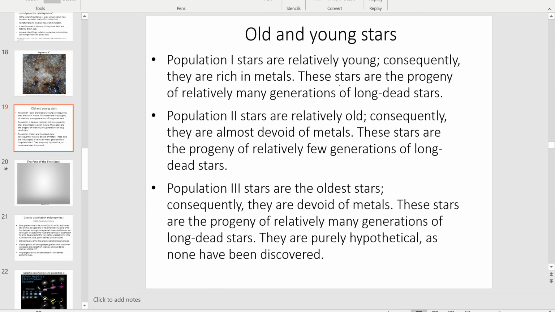So in any case, I hope it's clear now why some stars have more metals than others. It's really a consequence of how young or old they are and not how many metals they produce. Maybe I need to connect the dots just a little bit more. How come stars that are very old have very little metal? Because they are the progeny of very few generations.